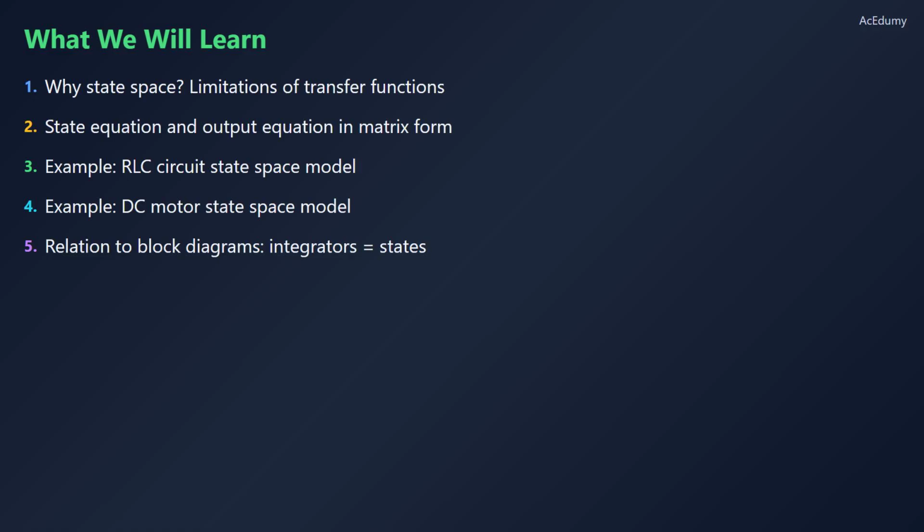In this lesson, we introduce the state space representation, a powerful alternative to transfer functions. We will define the state equation and output equation using matrices. Then, we apply it to two examples, the RLC circuit and the DC motor.